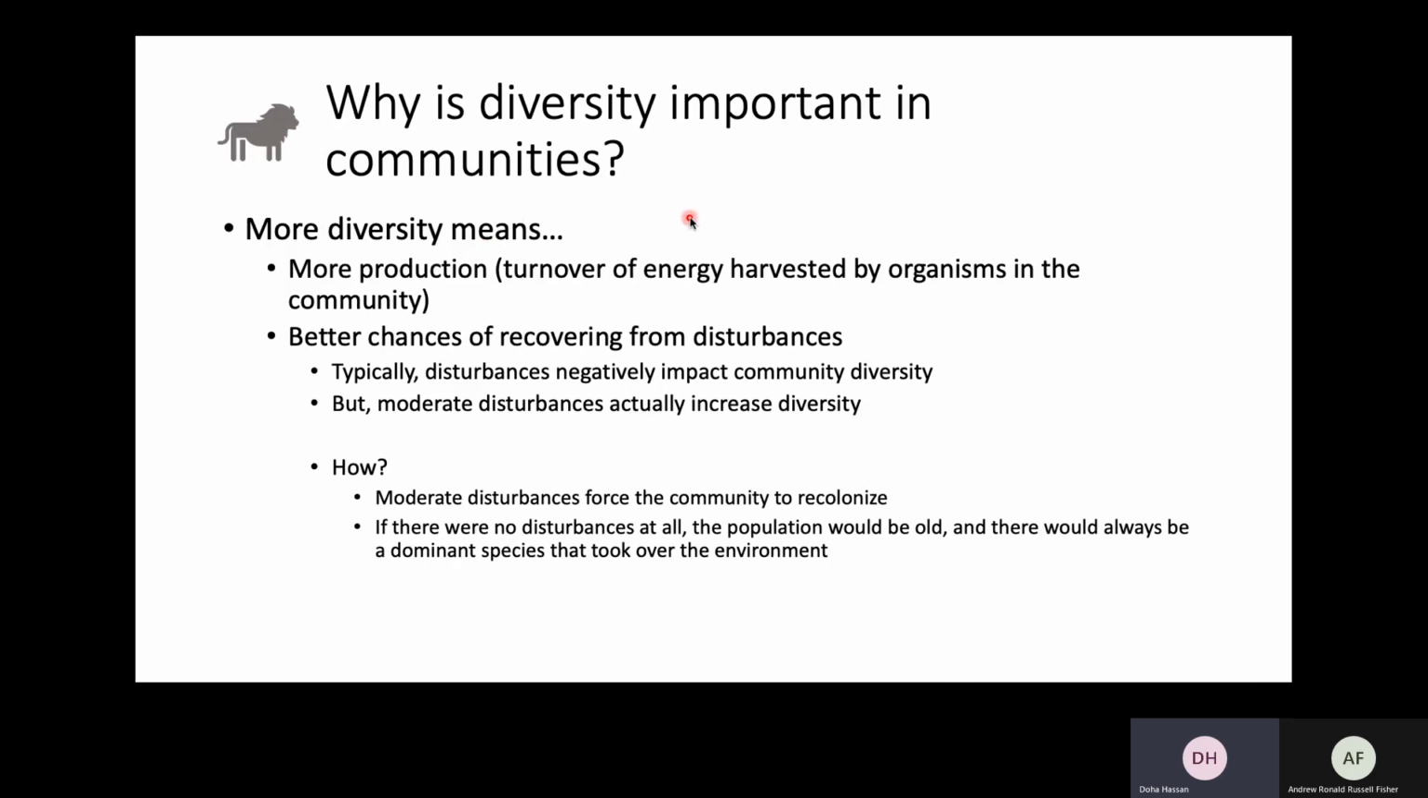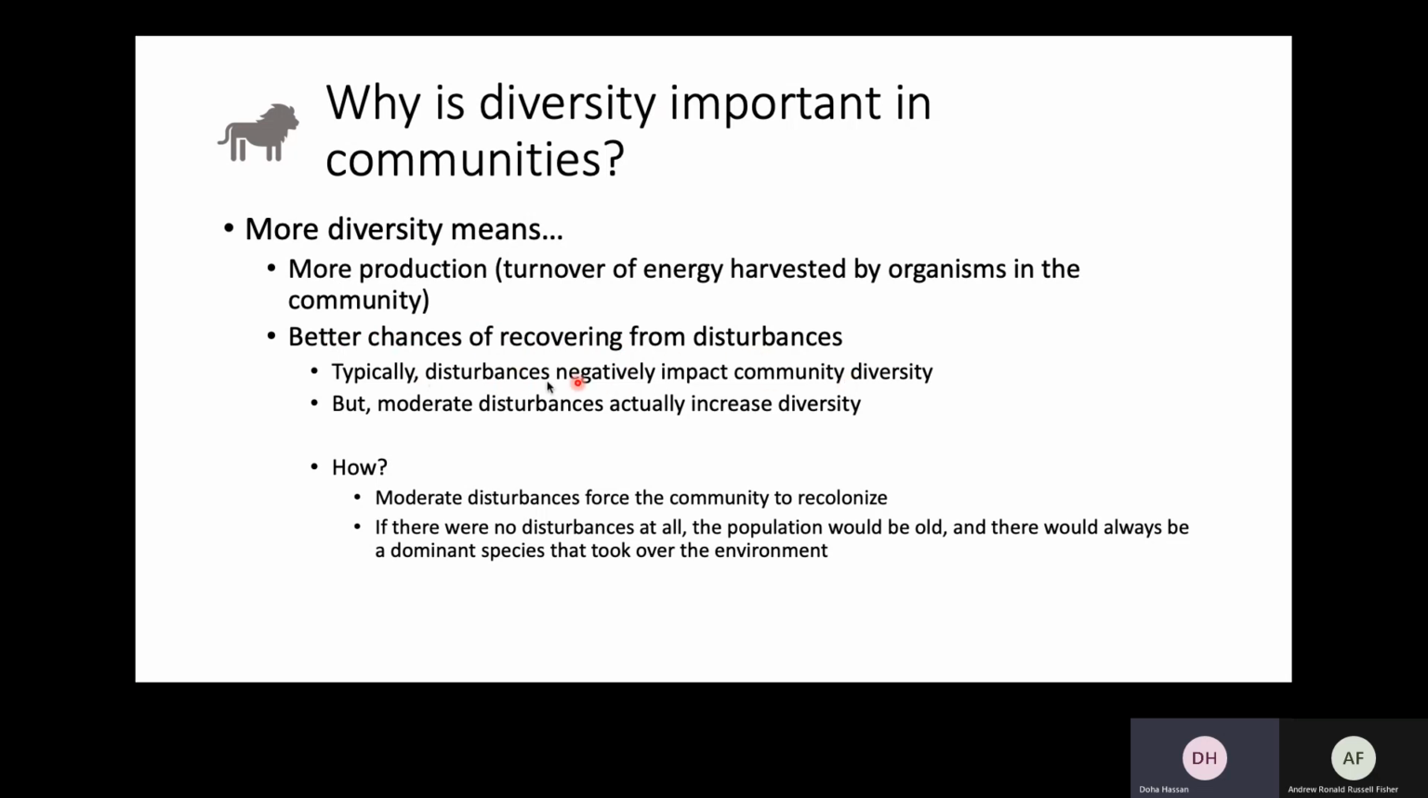So why is diversity important in communities? Well, having more diversity means that you get more production, meaning that the turnover of energy that's harvested by organisms in the population is higher than it would be if you had less diversity. So you get, by production, that could be like photosynthesis or chemosynthesis, whatever. And there's also a better chance of recovering from some sort of disturbance.